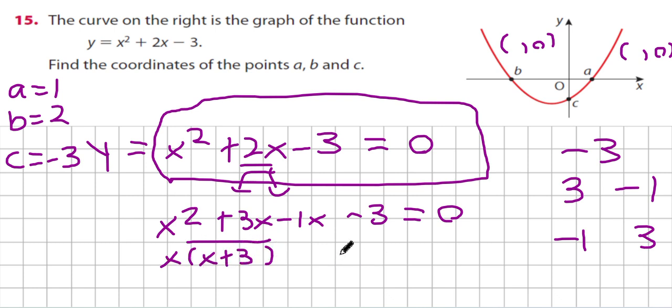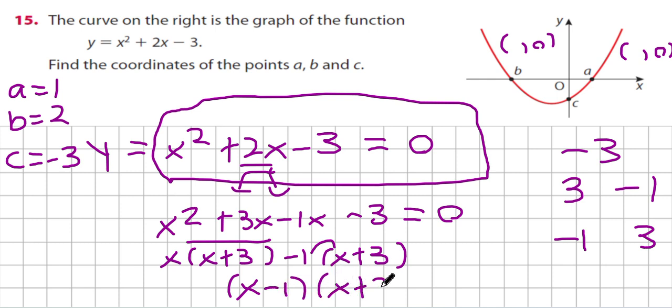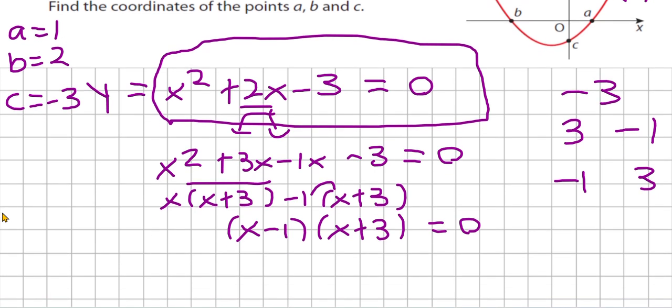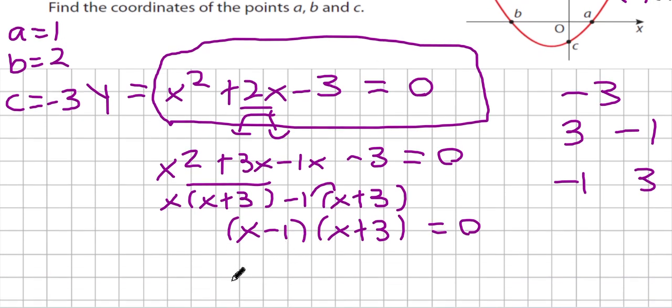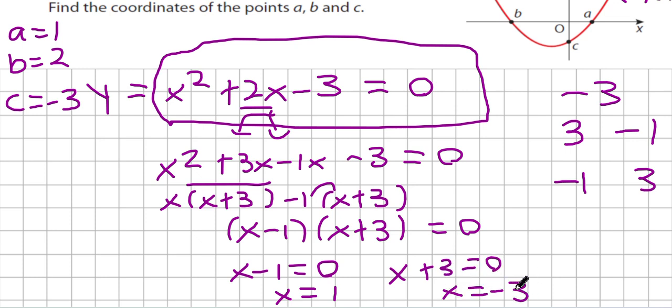Cheat code. What do I say when I mean cheat code? Same bracket on the other side. What goes here to multiply x into minus 1? And then your answer. Now 2 answers. You ready? 2 answers. Either x minus 1 equals 0, which means what? X equals 1. And the other answer? Minus 3.